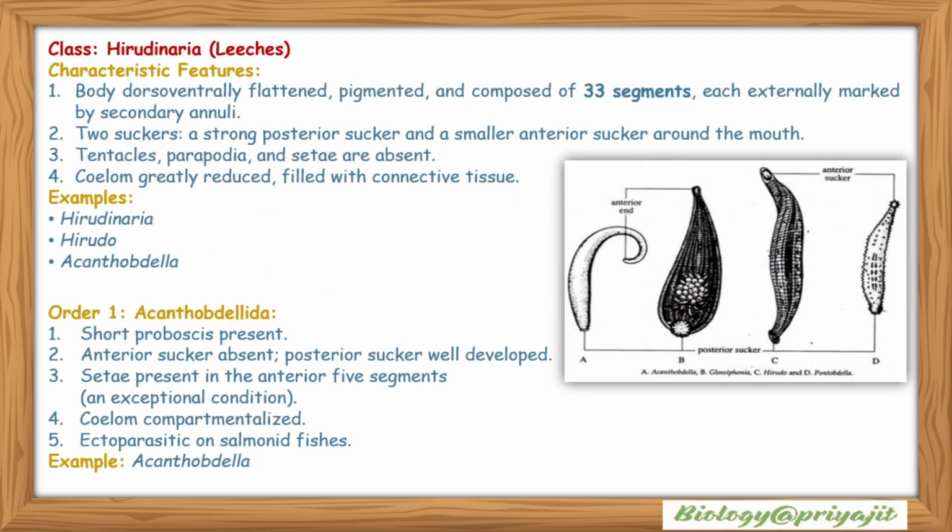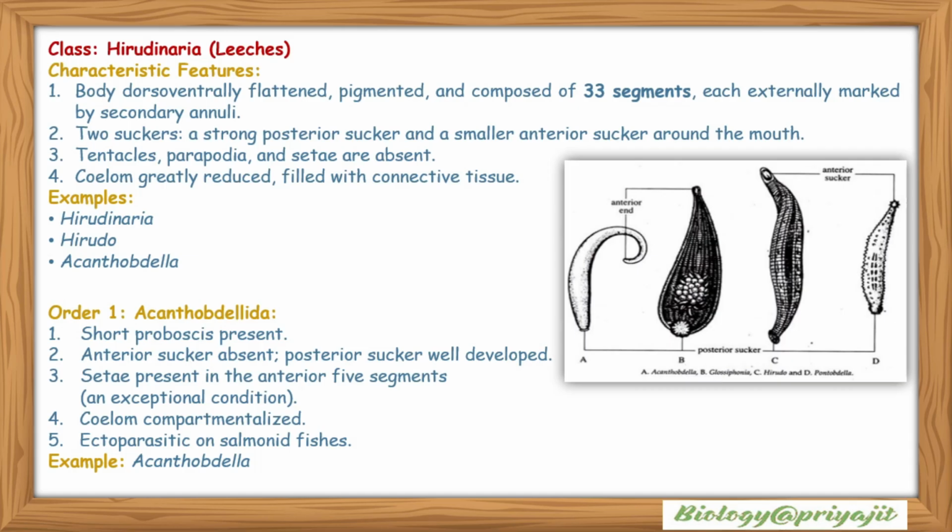Class Hirudinea or leeches. Characteristic features: their body is dorsoventrally flattened, pigmented and composed of 33 segments, each externally marked by secondary annuli. There are 2 suckers, a strong posterior sucker and a smaller anterior sucker around the mouth. Tentacles, parapodia and setae are absent. Their coelom is greatly reduced, filled with connective tissue. Examples include Hirudo and Acanthobdellida.